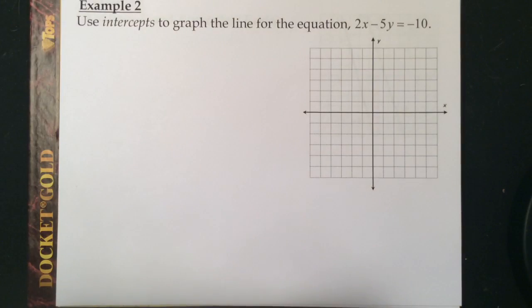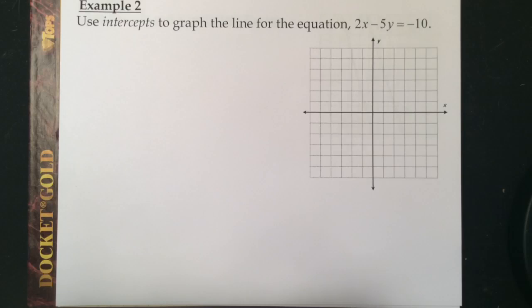Example 2. In this example, you'll learn to graph a line without using slope. Use intercepts to graph the line represented by the equation 2x minus 5y equals negative 10.